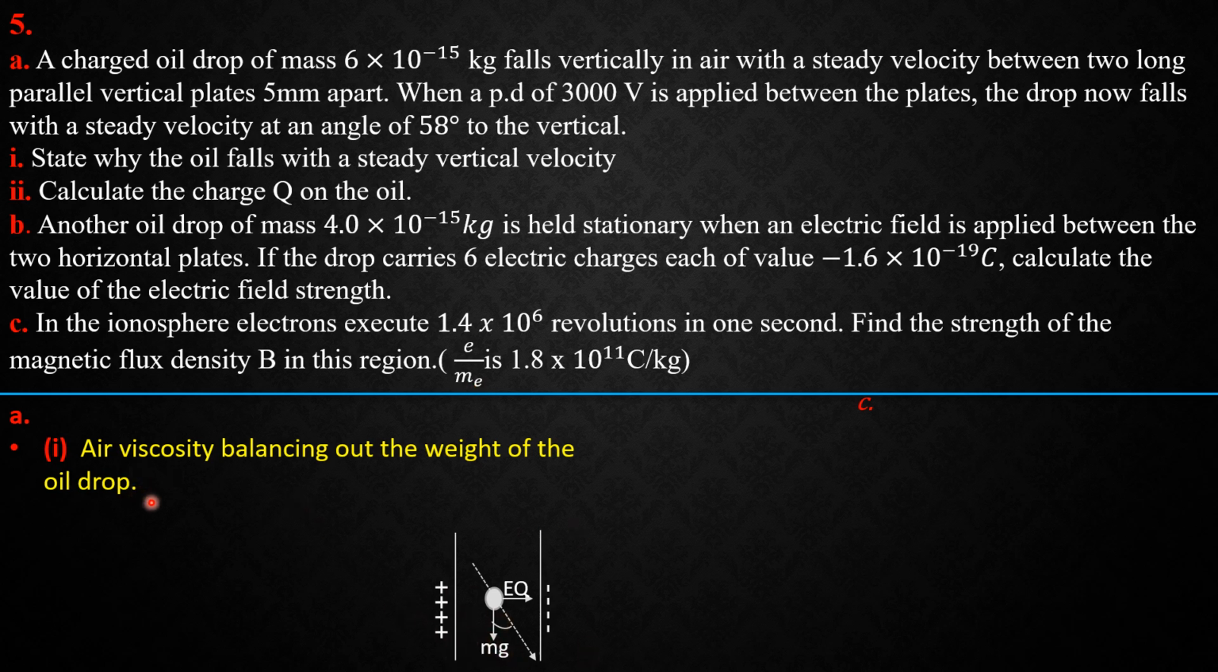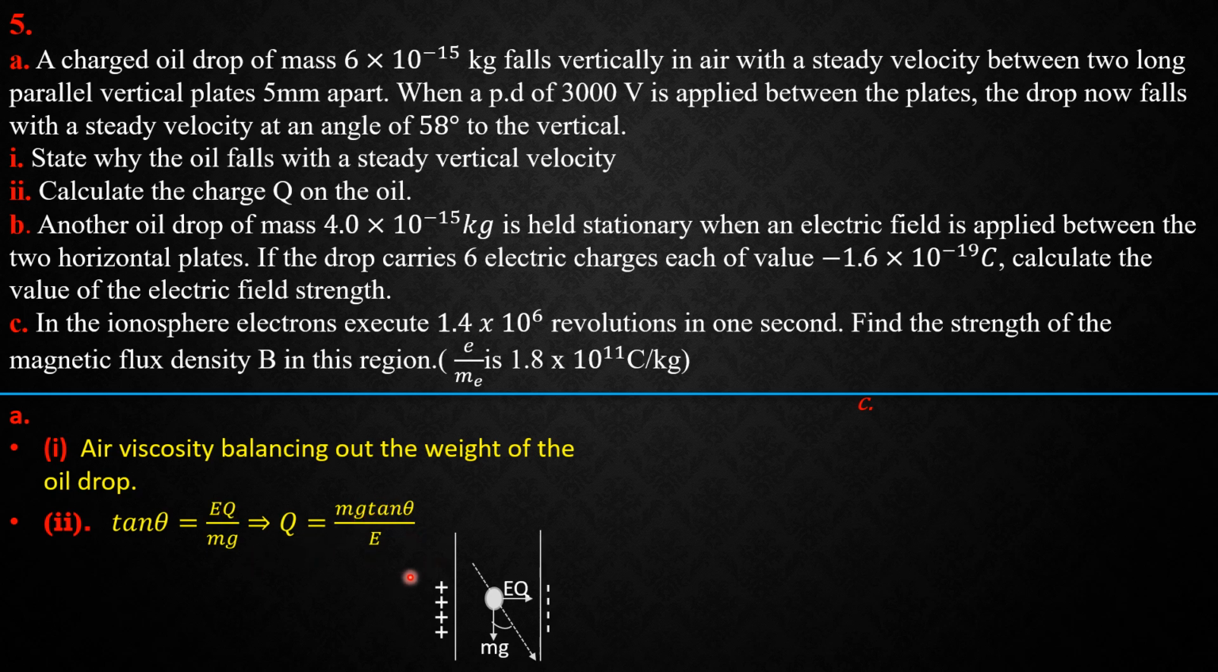So again, Roman 2 says calculate the charge Q on the oil drop. To calculate this charge Q, we can say that tan theta, which is this angle here, is, remember, opposite over adjacent, and opposite is Eq here. So we have Eq over mg. Make Q the subject, so it is basically mg tan theta over E.